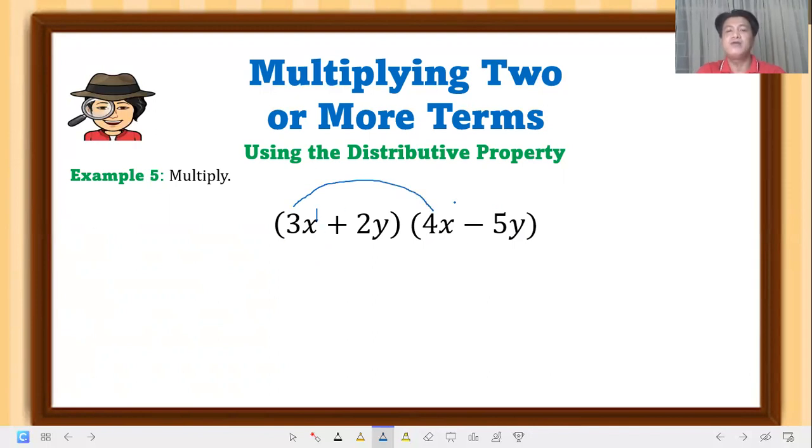Di ba meron tayong exponent na 1 dyan? Okay, that will become 12. And since meron silang same base na x, kaya 1 plus 1 becomes 2.